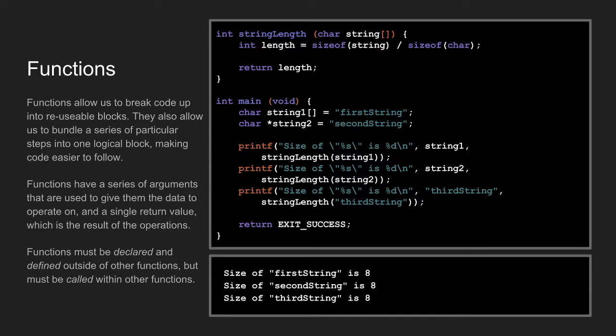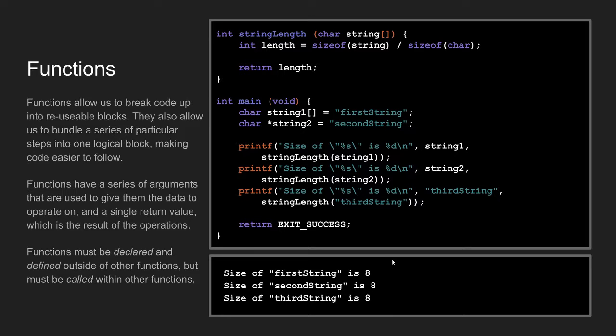So we have main, and we pass in string 1, which is an array of characters, string 2, which is a pointer to an array of characters, so that's probably not going to work. And then we have a literal string as our third one, and we print each of these strings and then say how long they are. But in this case, it says that they're all 8 long.